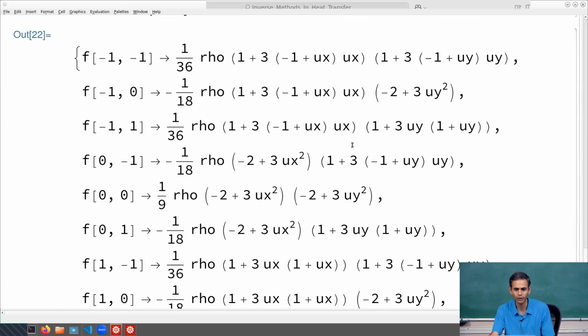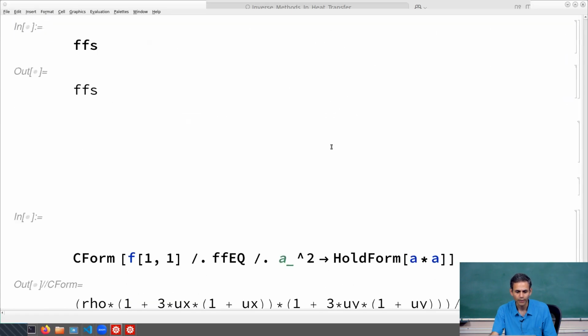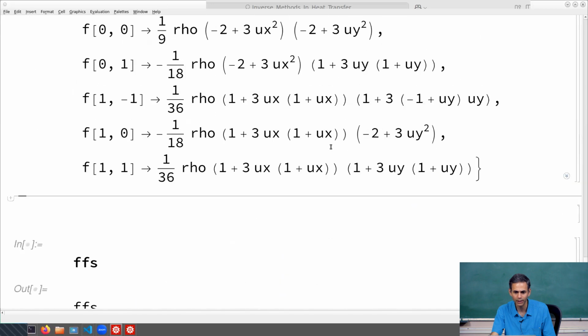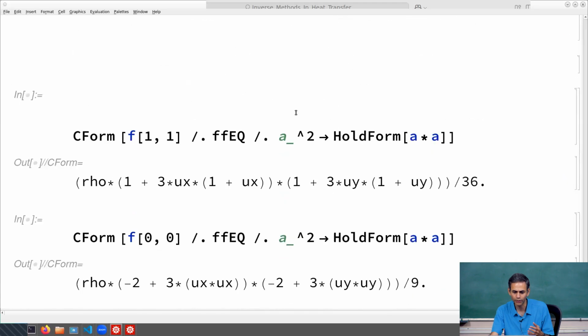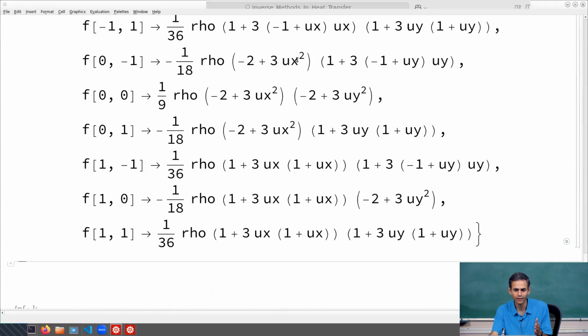This is what we are looking for. So to do that, what we do is, because you're in C++, you cannot use, for example, let us say ux square, you don't write it like that, as ux square, you write it as ux times ux.